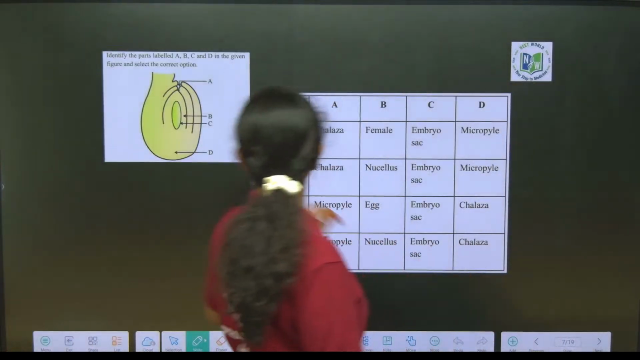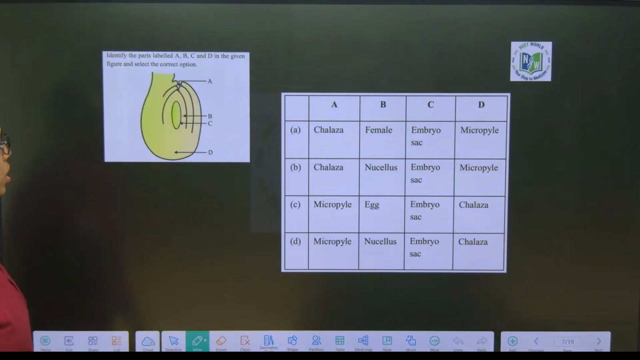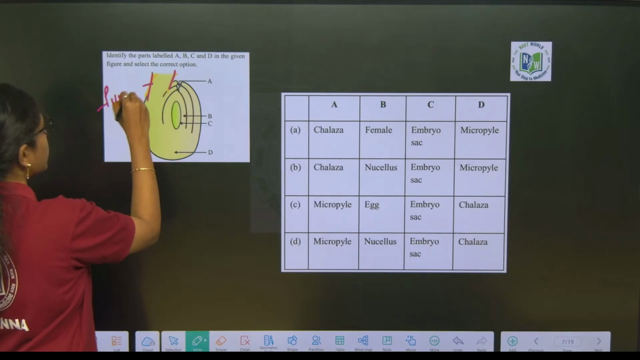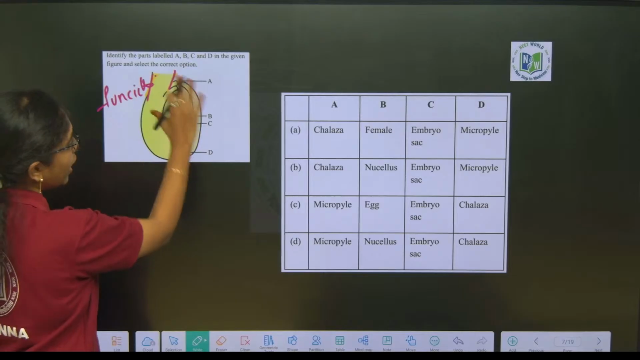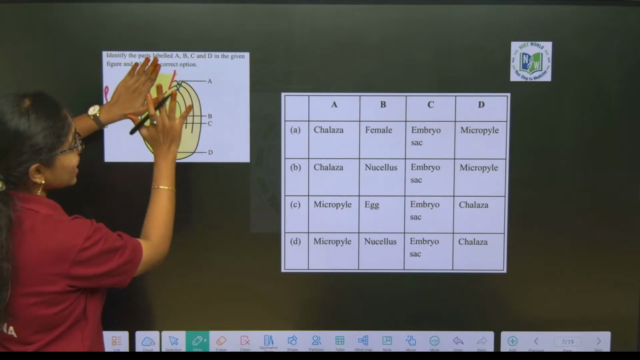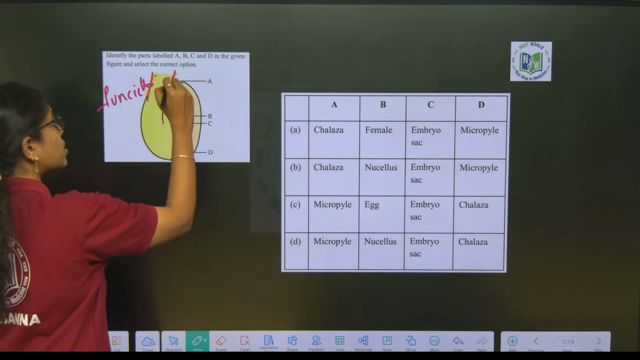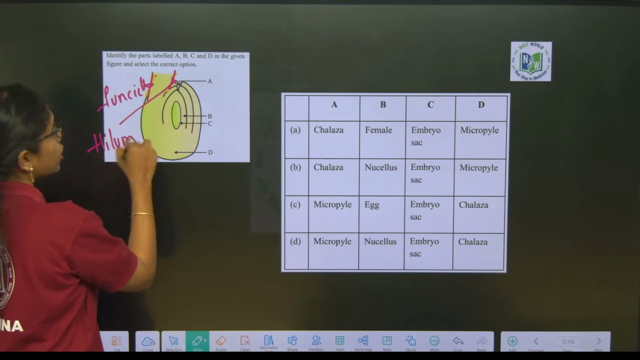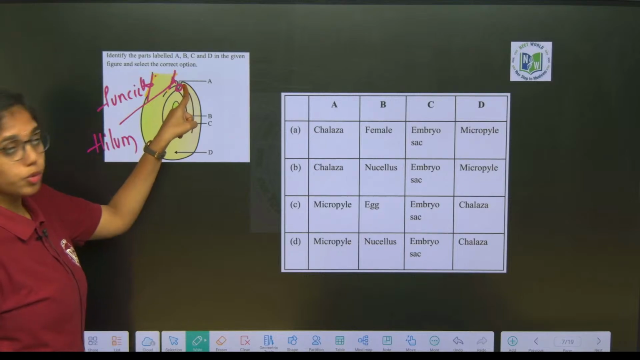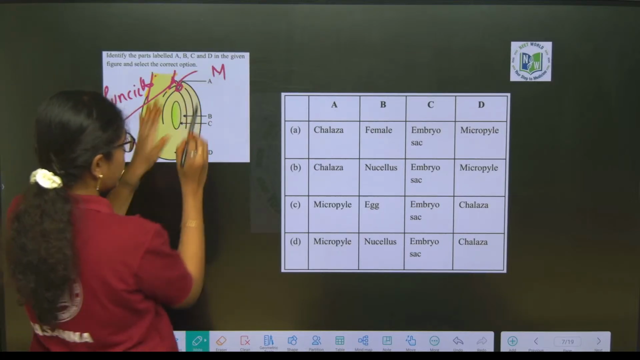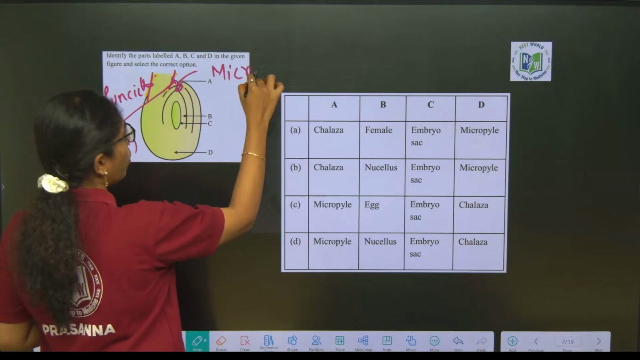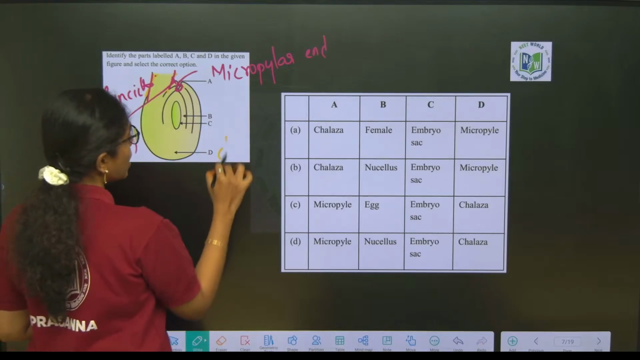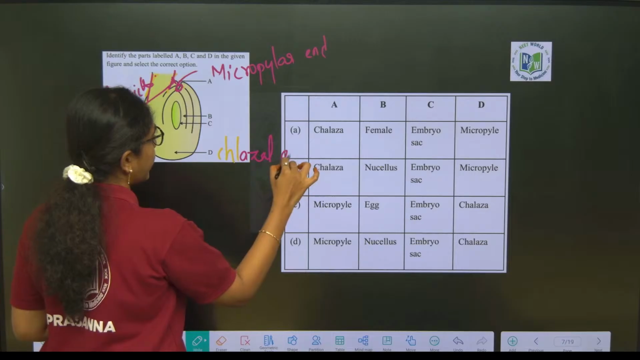Next question, look into this. This is about ovule structure. This is the stalk of the ovule, that is the funicle, and this is the body of the ovule. The stalk is connected with the body of the ovule by a small structure called the hilum. The small pore-like structure above here is the micropylar end. Opposite to the micropylar end you have the chalazal end.